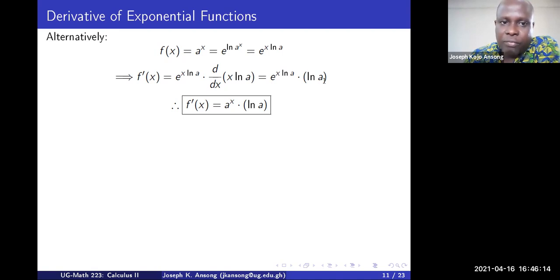So f prime of x will just be equal to, remember this, if you go back, is actually a to the x. So this is a to the x ln a, which is the same expression that we got before. So the derivative of a to the x is a to the x multiplied by ln a using this simpler but a bit trickier approach. You have to remember that this can be written as this, and then the rest becomes easier. Good.